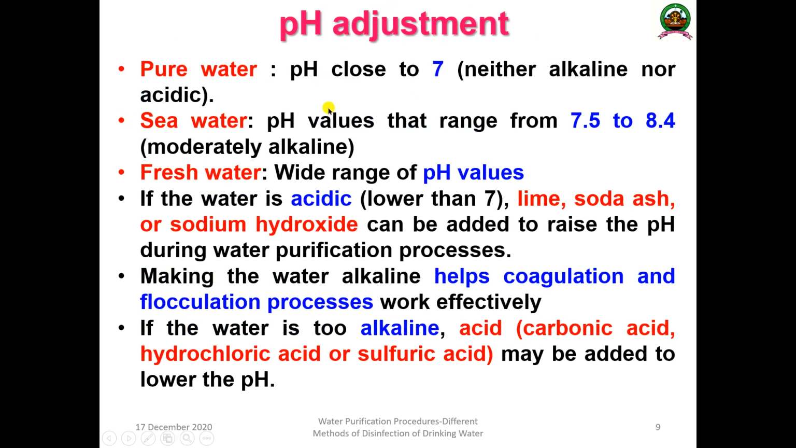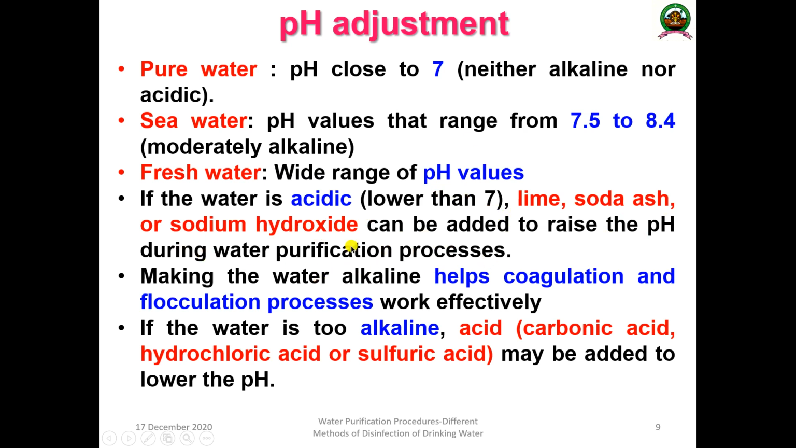So the pH of pure water is close to 7, that is neither alkaline nor acidic. But in the case of seawater, the pH value ranges from 7.5 to 8.4, that is moderately or slightly alkaline. In the case of fresh water, there is a wide range of pH values. But sometimes if the water becomes acidic, lower than 7, lime, soda ash or sodium hydroxide can be added to raise the pH during the water purification procedure.